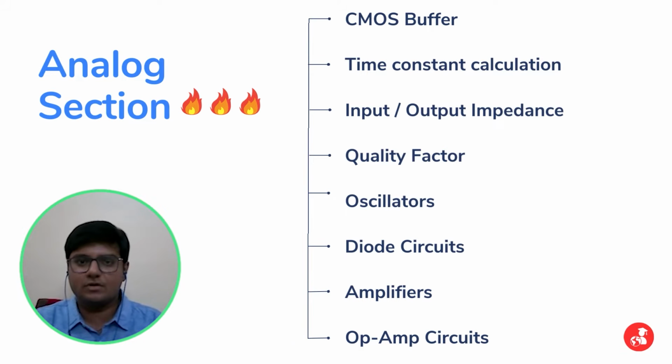Next, there were questions from input and output impedance. The circuit may contain an amplifier, or it may be an op-amp circuit, and we need to calculate the output impedance and input impedance in that circuit at every frequency range, like low frequency as well as at high frequency.